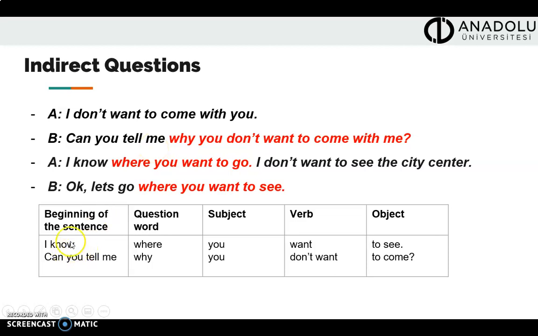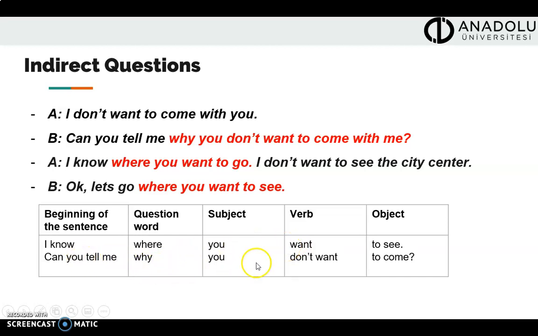I know where you want to see. Okay, you see, where you want to see, we don't use any auxiliary verb here. After the question word, we directly use the subject, verb, and object. I mean a statement order, sentence order.